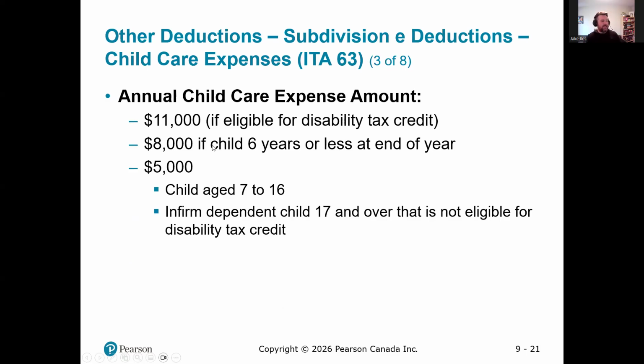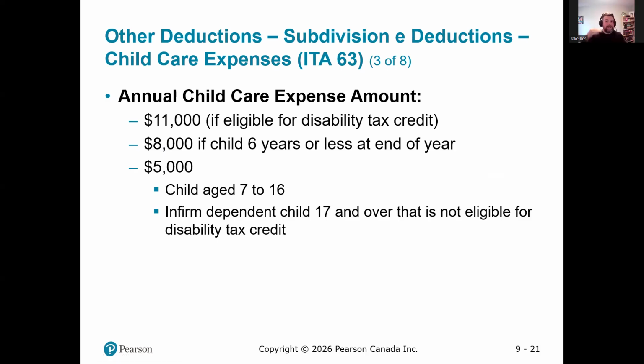If I have a child who's 6 years or less, let's say I have a 5-year-old and I spent $7,000 for their daycare in the year, I can only expense $7,000, right? That's how much I paid. I'm always limited to how much I paid, even though that rate they provide is higher. They're allowing me 8,000, I only paid 7.